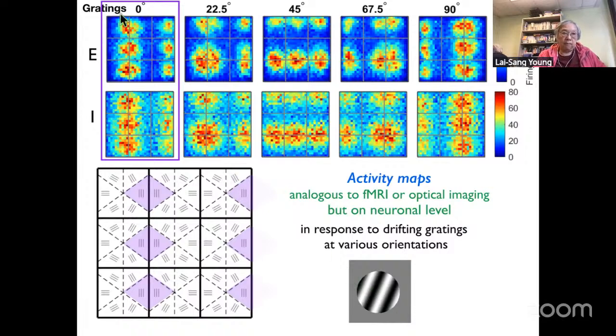So for example, 0 means vertical, so if I present a 0 grating, the parts that should be responding are the parts down here that I have put in purple for you, because they were wired. I mean, this is what is intended to be responding, right? These are regions that are wired with a vertical orientation.